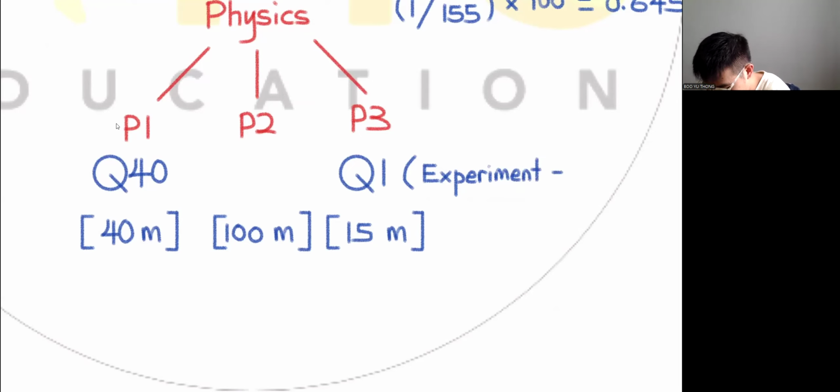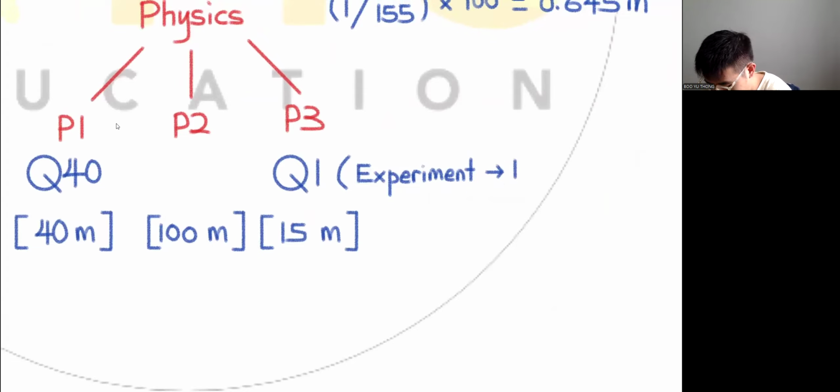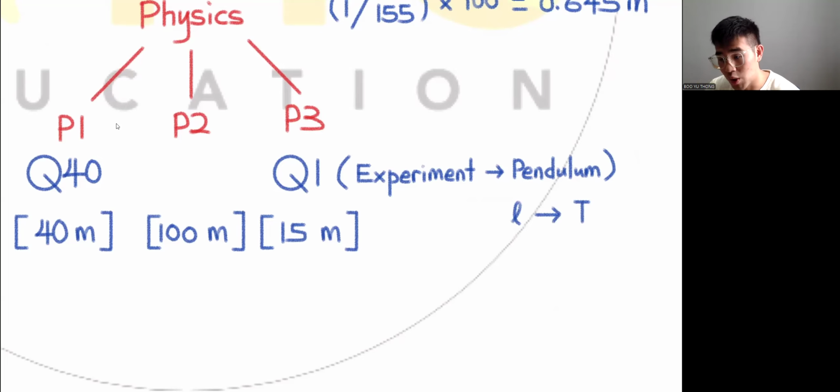Now, the experiment in the KL paper, this time they say they will be doing the pendulum experiment. Remember a few weeks ago, when I first taught you chapter 1, because we first started the whole syllabus from chapter 2 in normal class. At that time we discussed how the length of the pendulum, the string that is holding the pendulum, affects the time taken for the pendulum to make one complete swing, which we call the period of the swing, the period of oscillations.